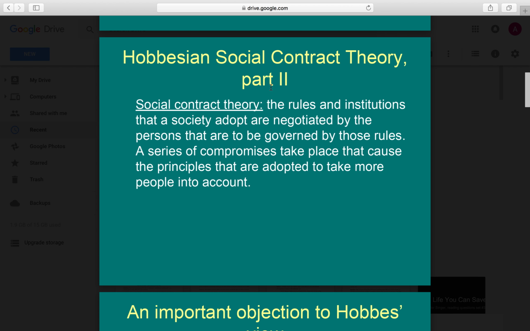However, since other people have a say in what rules and customs are to be adopted, a series of compromises take place that cause the principles that are adopted to take competing interests into account. Many social contract theorists believe that this is what actually happens historically. So, just to reiterate that last point, social contract theory is both descriptive. The claim is that this is how legal, moral, social institutions arise. And then there's this more theoretical claim that that's all that morality really amounts to.